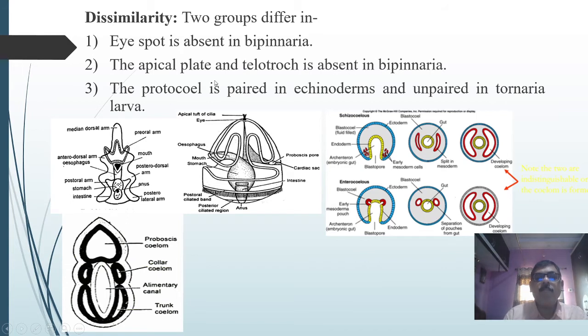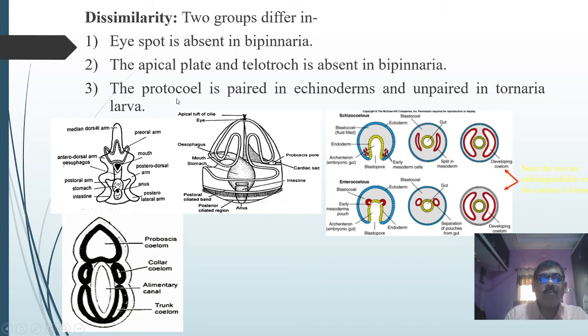Then the apical plate and the telotroch. This is the apical plate, and this is the apical tuft. Next, around the anus it has a ciliary band, and that we call the telotroch. That is found in the Tornaria larva of Balanoglossus. But this telotroch is absent in the Bipinnaria.